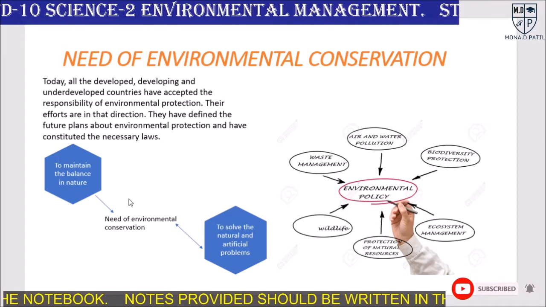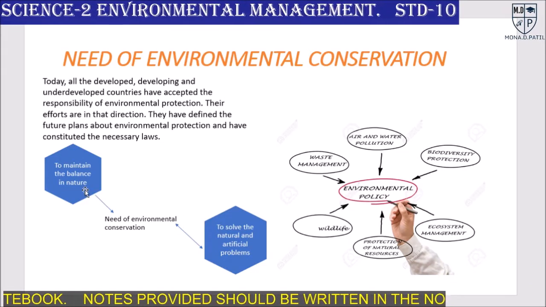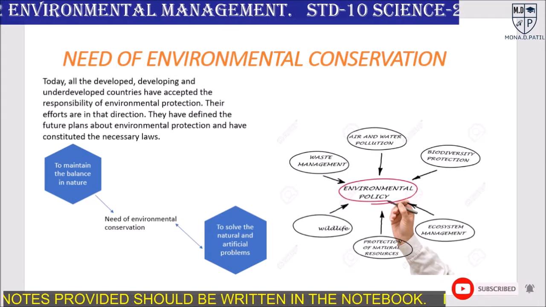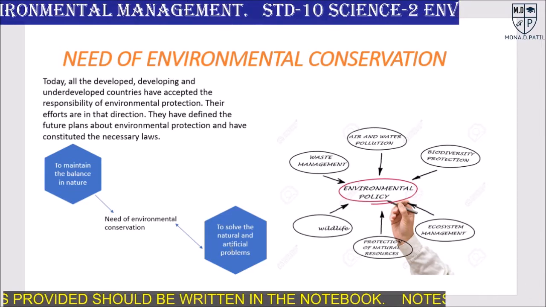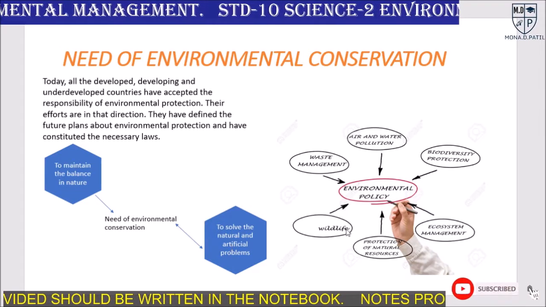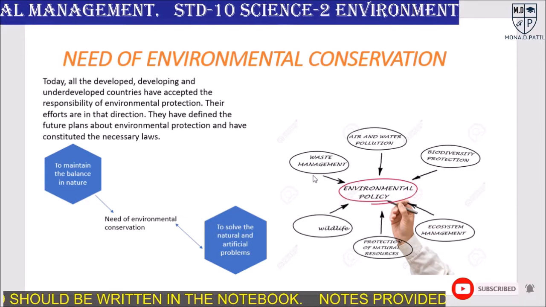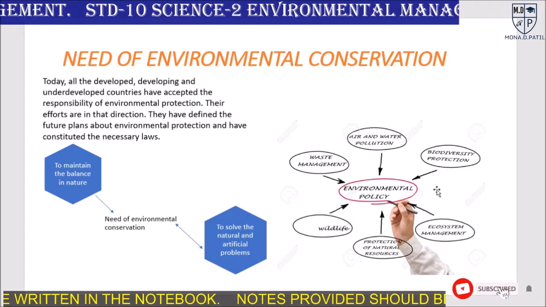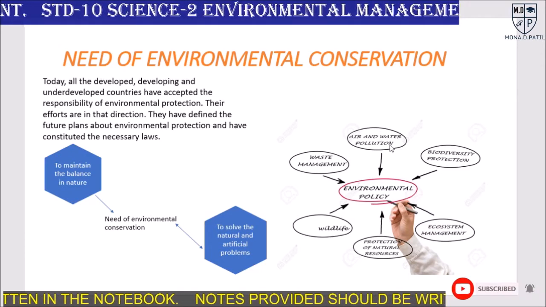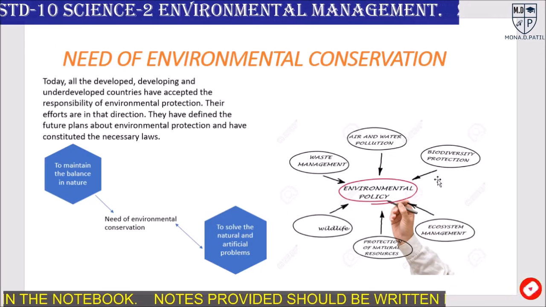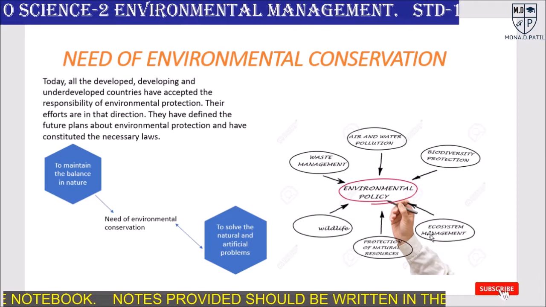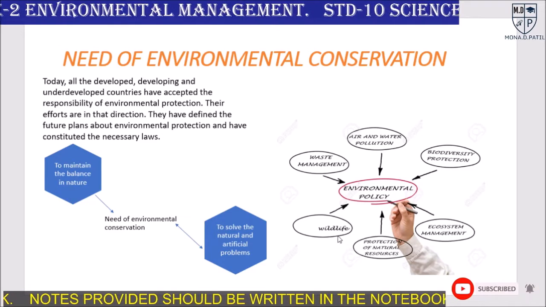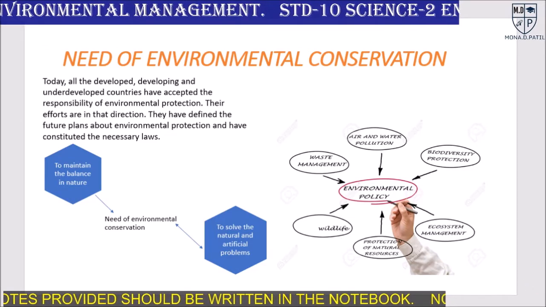So the need for environmental conservation is to maintain the balance in nature, to solve natural and artificial problems, and many of them like to save the biodiversity and so on. So here is the environmental policy: if we want to clean the environment around us, we should follow these points like waste management, air and water pollution control, biodiversity protection, ecosystem management, protection of natural resources, saving of wildlife, like that.